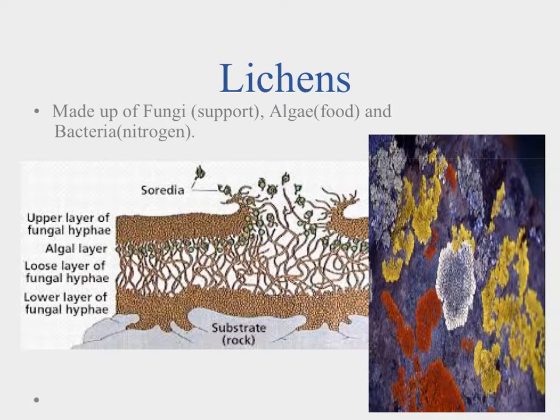Now, the last group that we're going to talk about real quickly is the lichens. And the lichens are kind of an interesting organism. They're categorized as an organism, but they're really made up of three different things. They have a fungal part to them here, which provides support. So if we look here, we'll see where the fungus is going to be here, and that's going to provide support, anchoring, things of that nature.